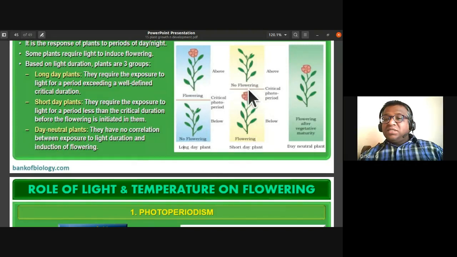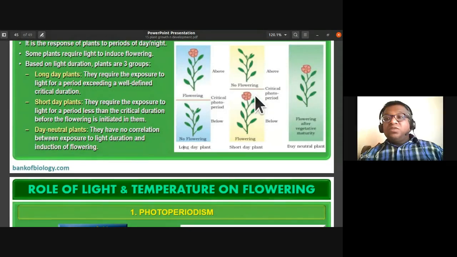Similarly, short day plants undergo flowering only when they are exposed to light periods which are lesser than the critical duration. Only then do they undergo flowering. If they are exposed to light above the critical duration, they do not undergo any flowering. So we call such plants short day plants. Day neutral plants have no correlation between exposure to light duration and induction of flowering.